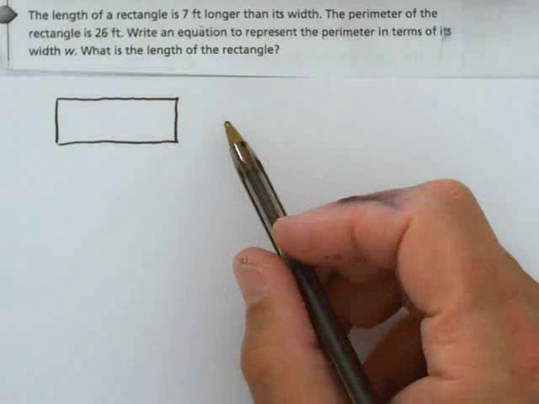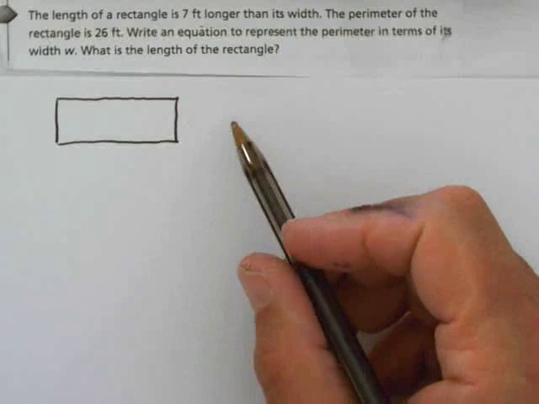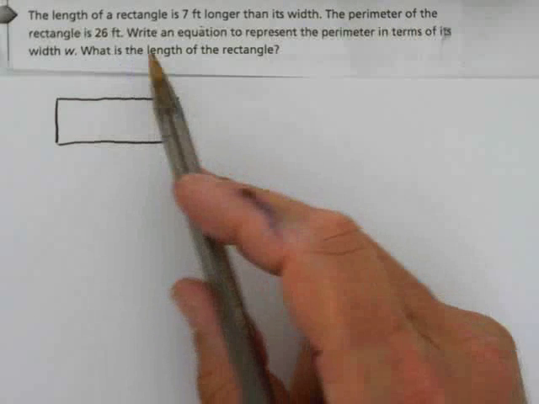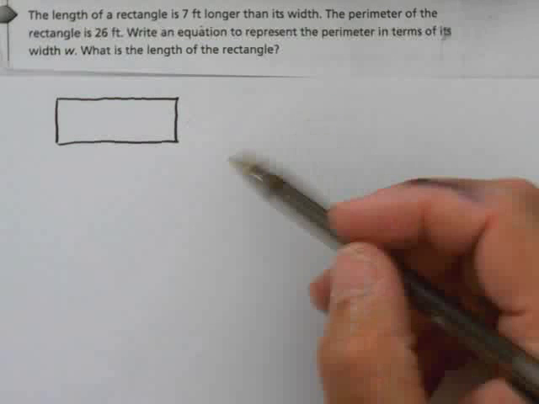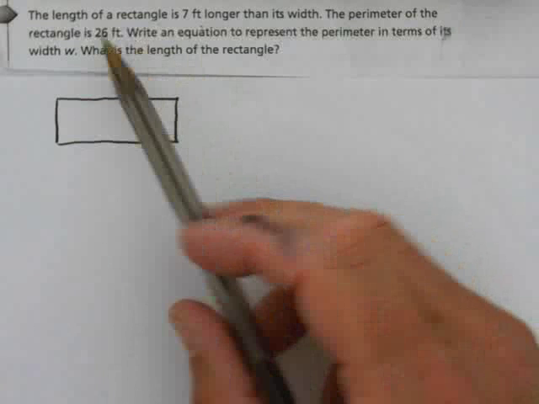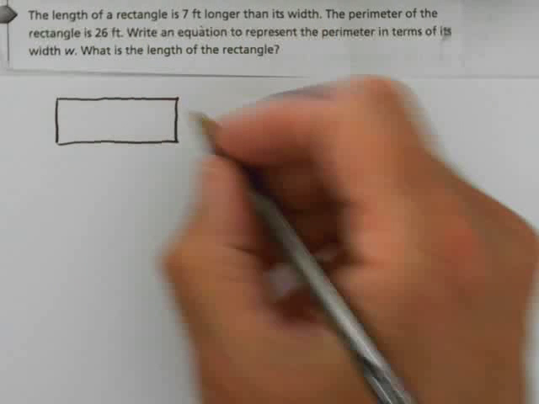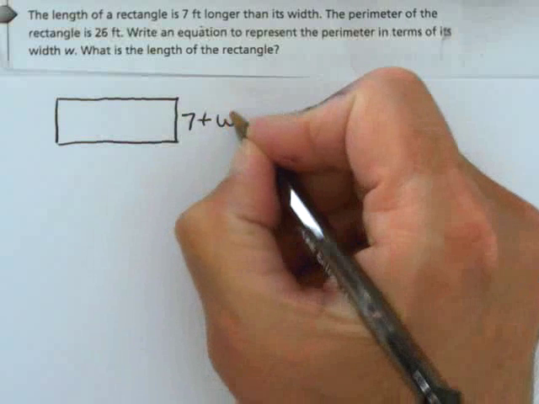And then my next question is, well, do I know its width? Apparently not, because the only other number that I see here is the perimeter of the rectangle, 26 feet. So I don't know what the length is, I don't know what the width is. But here's what I do know. I know that the length of a rectangle is 7 feet longer than its width. So I'm going to say that this is 7 plus W.